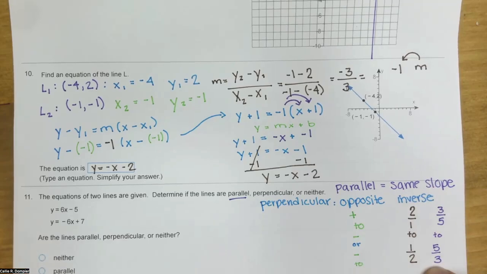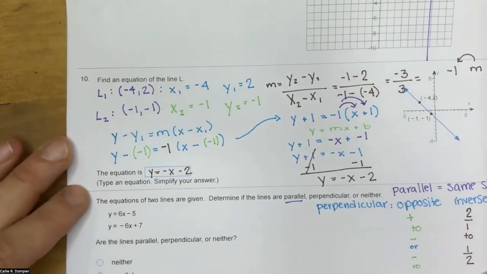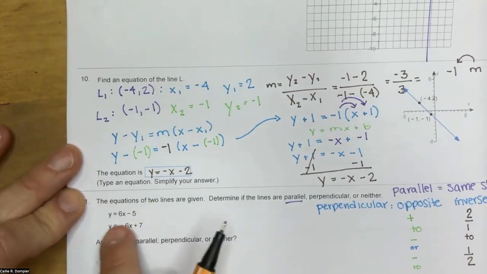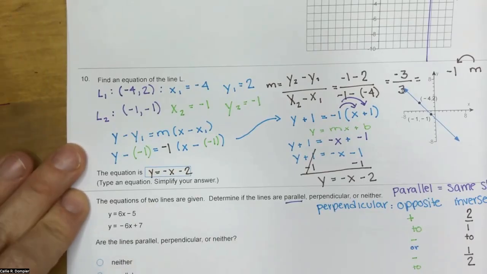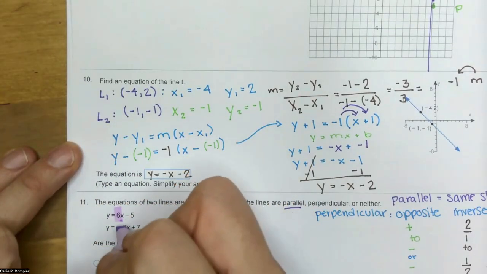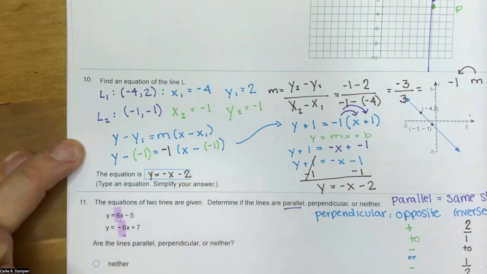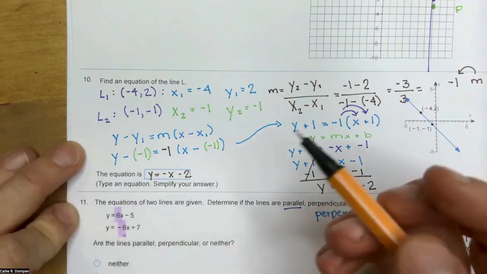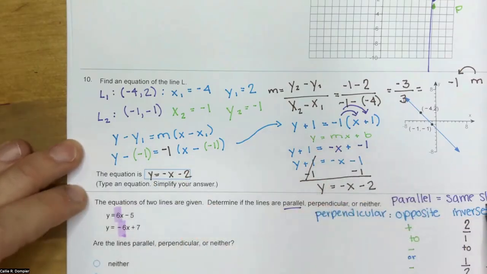Okay? So let's see if we can find the slope of the two lines. It's already in slope-intercept form, so we can see that the slope is 6 for the first line and negative 6 for the second line. Are 6 and negative 6 the same slope?